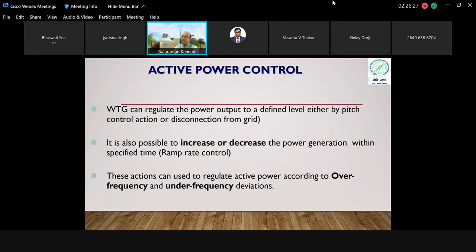Just to give the active power control part of it: the wind turbine generator can regulate the power output to a defined level, either by pitch action or by disconnecting from the grid for a brief period. It is also possible to increase or decrease the power generation within a specified time, which means you can have very clear ramp rate control. These active power levels can also be regulated based on the frequency signal. With over frequency, you can reduce the generation. With under frequency, by operating at a slightly reduced level, I can participate in frequency control also.